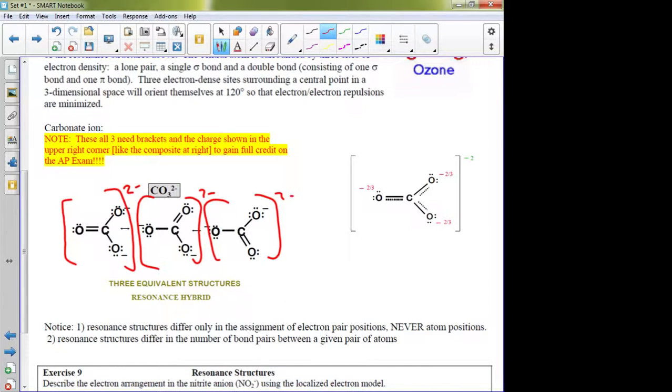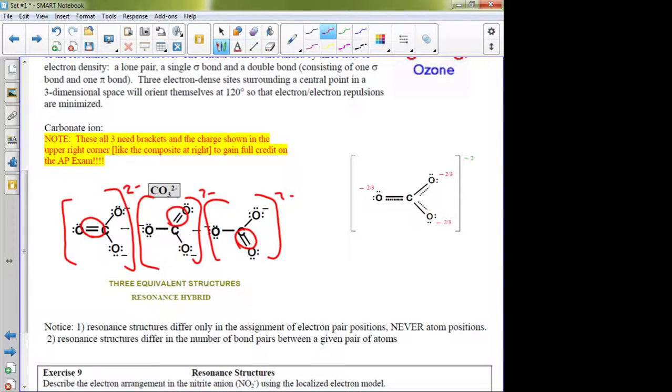So we could have a double bond here, or the double bond could be there, or the double bond could be there. Do we realistically know where it is? No, we don't. So we could show the carbon in the middle with the double with the dash, single dash. Somewhere in here there's a double bond, but we don't know which one. If you ask me which one you should do on the AP exam, I would just draw the 3 different resonance structures and call it a day.